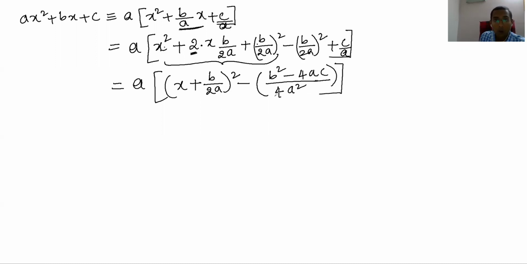Now this is the expression you should know, and you should be able to remember it. Here we know b square minus 4ac. We call this the discriminant. I am writing it with D.